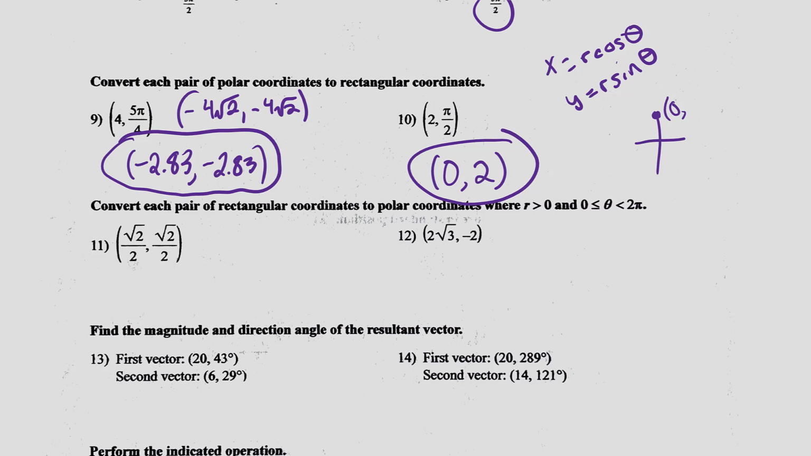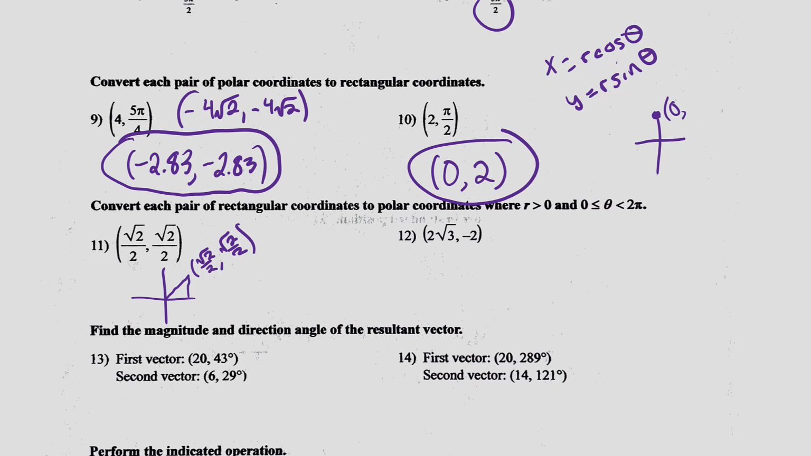So these on 11 and 12, where we're going the opposite way, require a little bit more effort because we're basically thinking about a triangle. So square root of 2 over 2, comma, square root of 2 over 2 is a point in the first quadrant. I would hope that you might realize pretty quickly here that this is a 45, 45, 90 triangle. But if you don't, I guess that's okay.